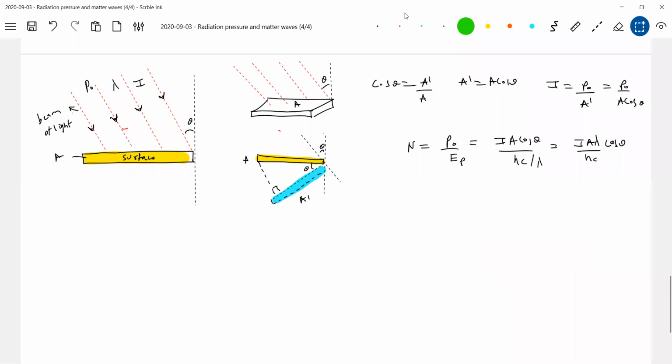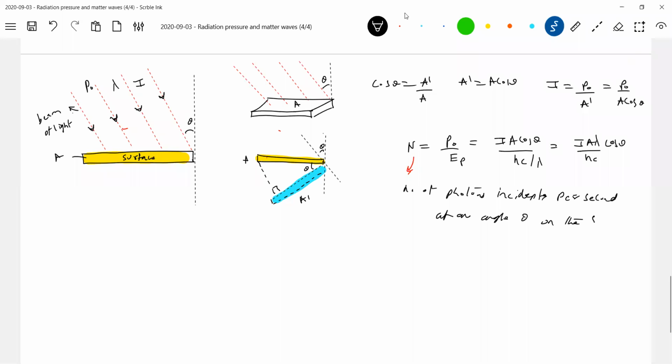These are the number of photons incident per second on the surface at an angle theta. So what I should call n is the number of photons incident per second at an angle theta on the surface. The area of cross section of the surface is A.